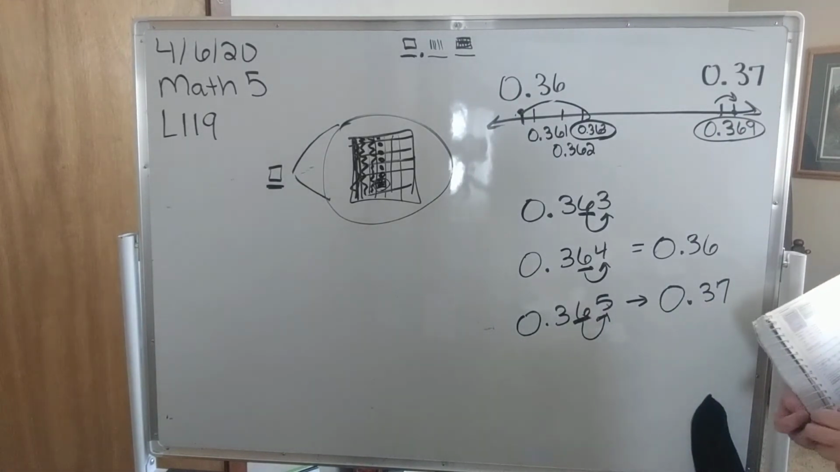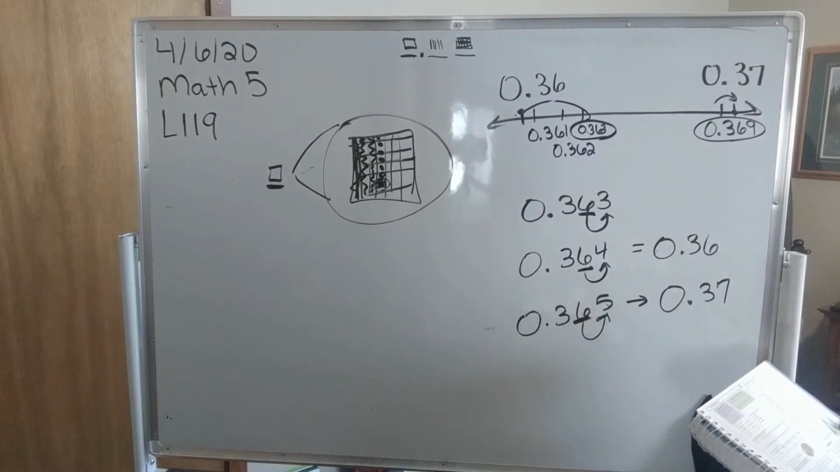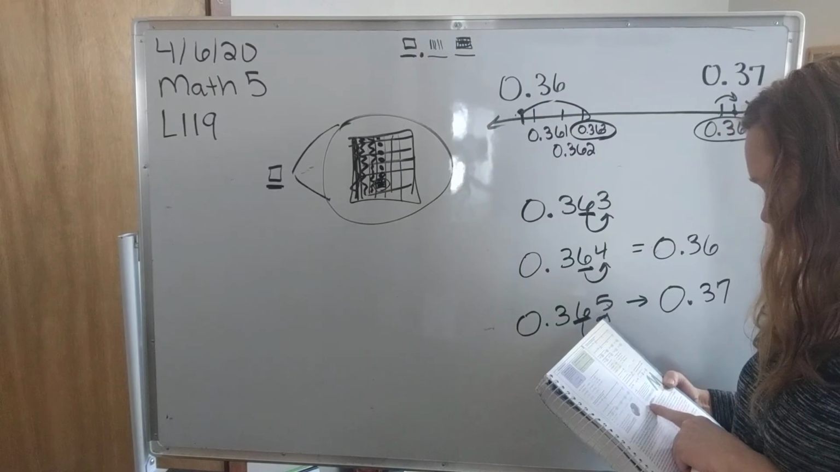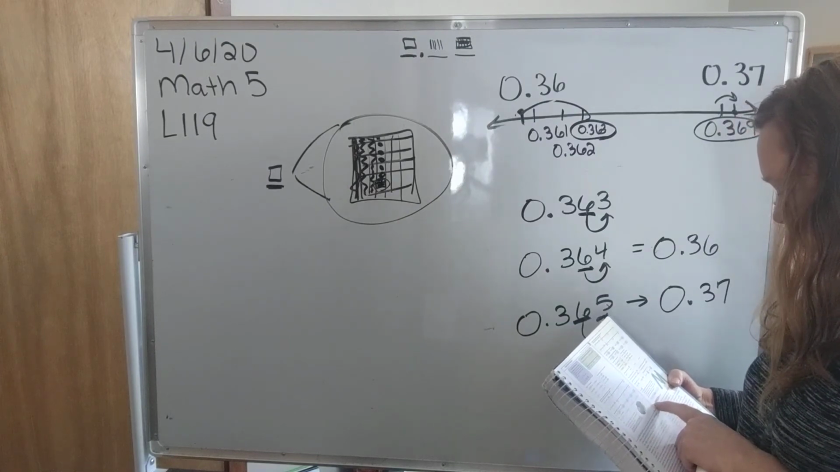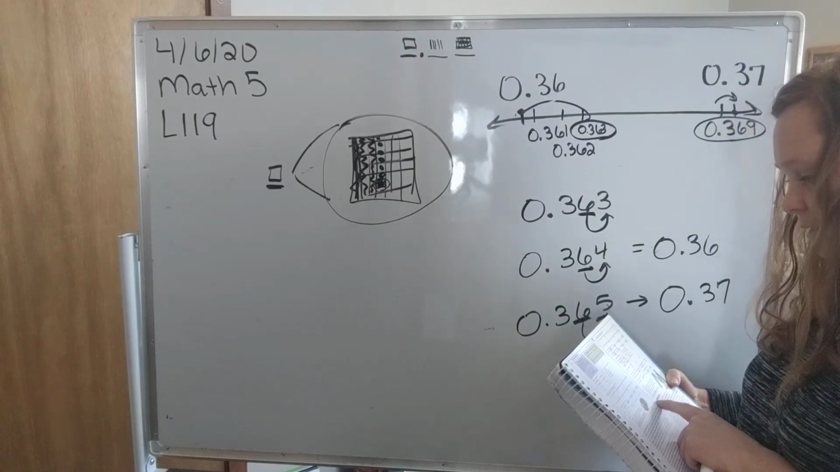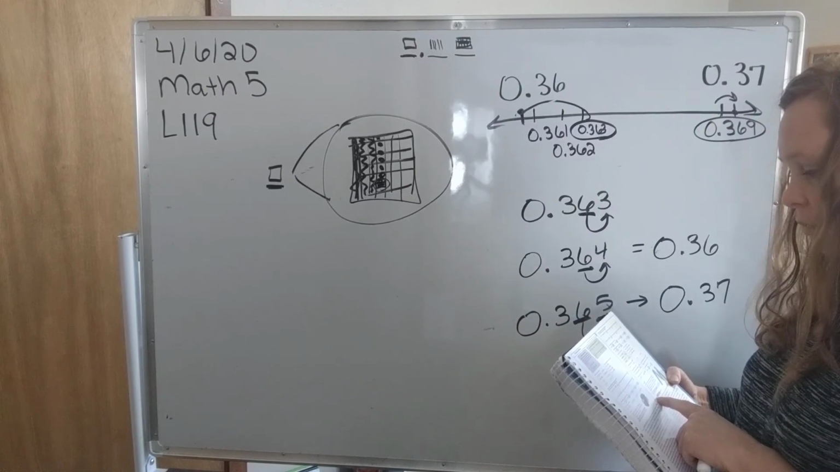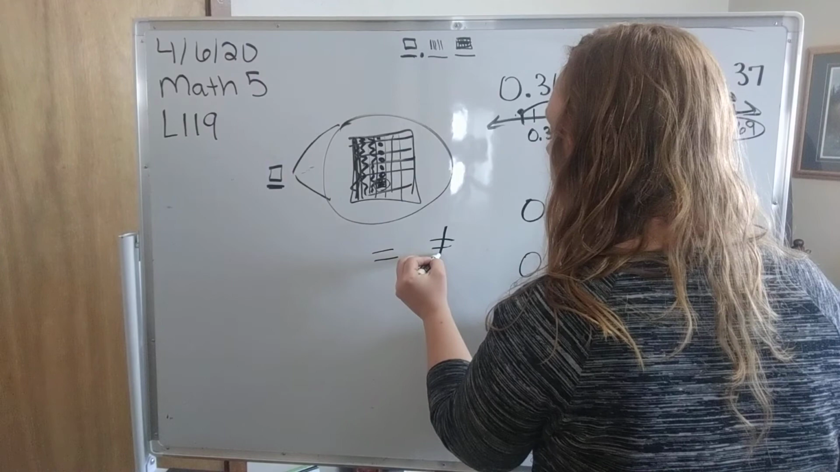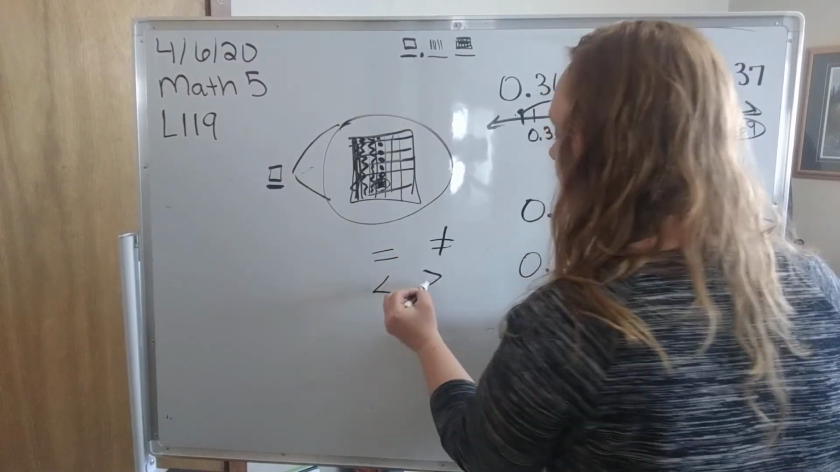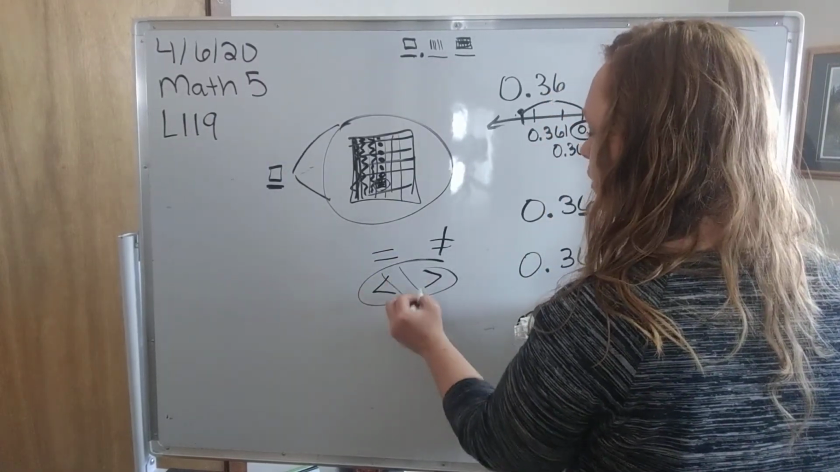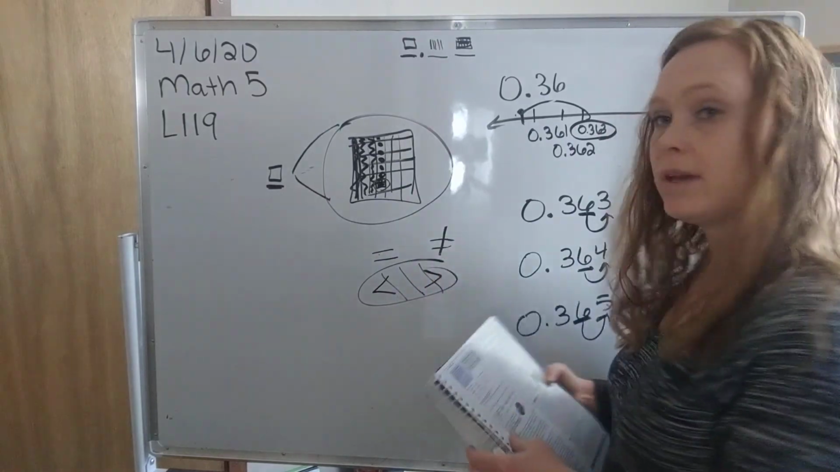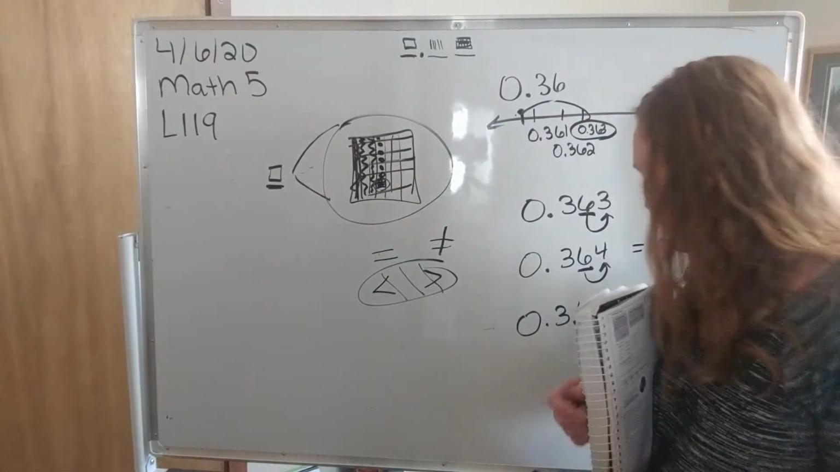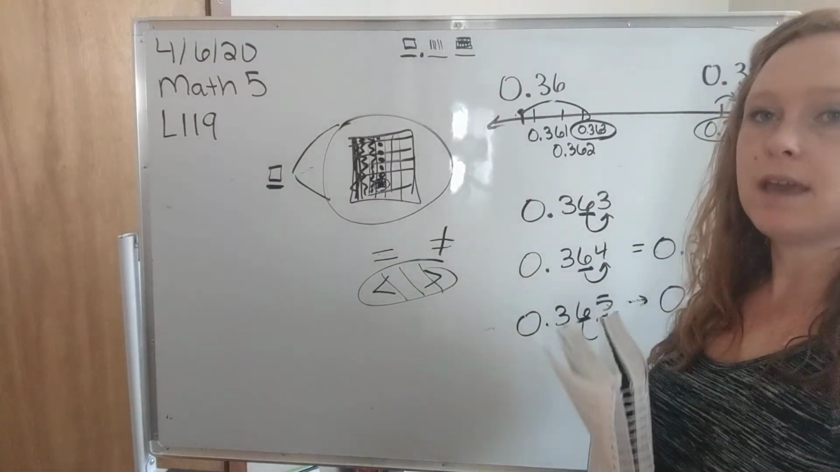All right, so let's see if there's any specific ones that I need to go over with. I think you guys can do it. Make sure in 1 through 8 you're doing equal or not equal. We're not doing less than and greater than. Okay, so don't do those. Just equal and not equal. Make sure that you're reading your directions, and if you don't understand them, feel free to Marco Polo me and get the help that you need.